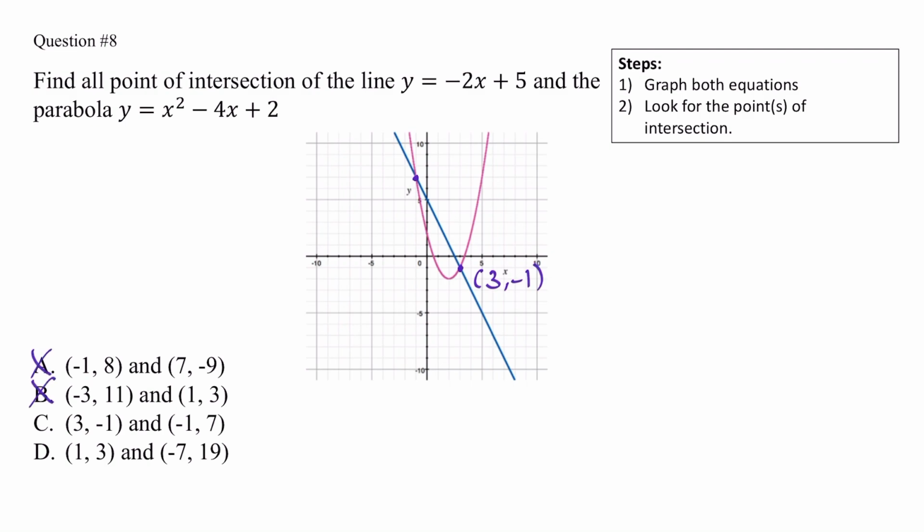So it looks like answer choice C is pretty good. But let's just make sure. The second one does have the coordinates negative 1, 7. So that is going to be our answer. So if you were going to do this in Desmos, if it didn't give you a graph, you would just type both of these into Desmos and then click on the intersection points to see the coordinates.